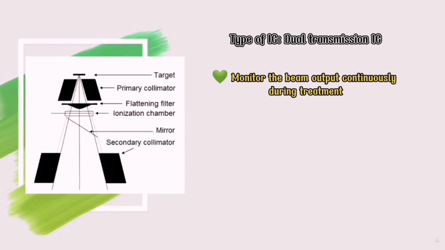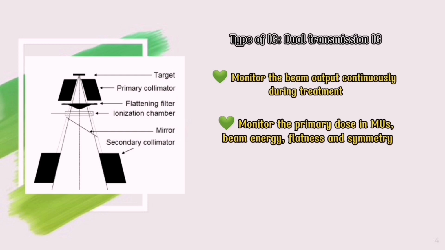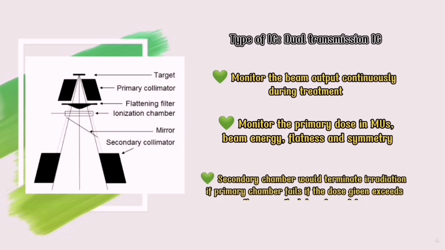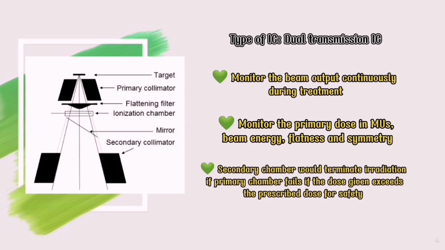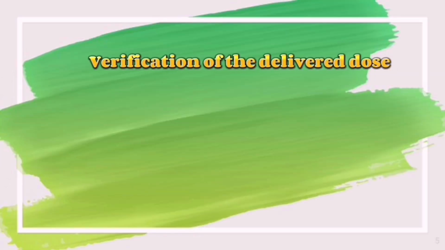For your information, ionization chamber has been integrated permanently in the linac head. The type of IC being used in the head for the latest generation is the dual transmission ionization chamber. The function is to monitor the beam output continuously during treatment, monitor the primary dose in MUs, beam energy, flatness and symmetry, and the secondary chamber would terminate irradiation if the primary chamber fails or if the dose given exceeds the prescribed dose, for safety. IC is also being used for the verification of the delivered dose.